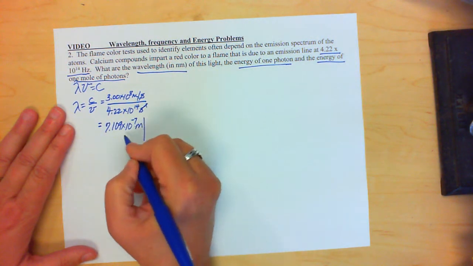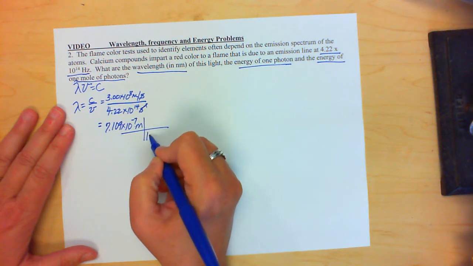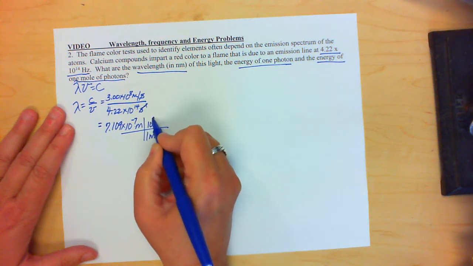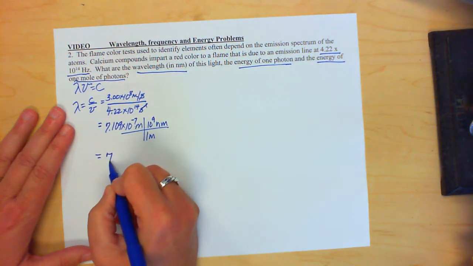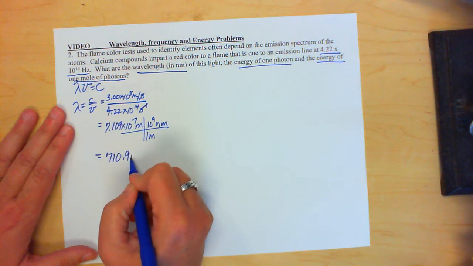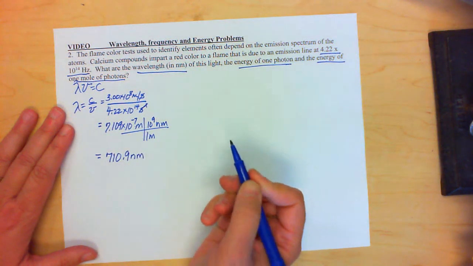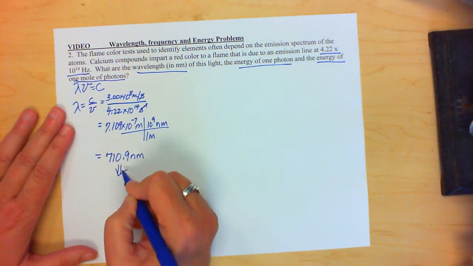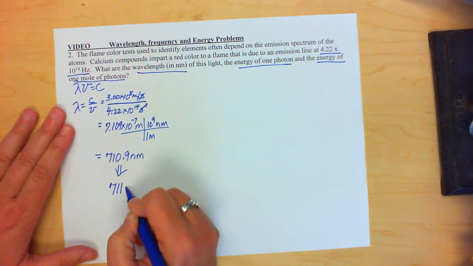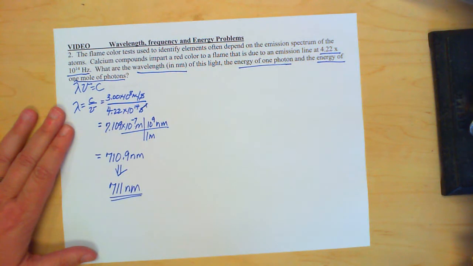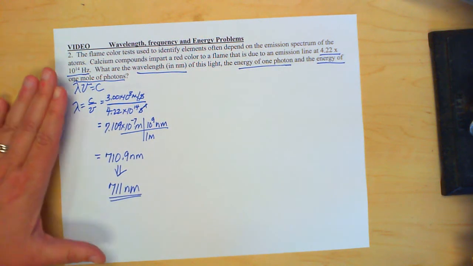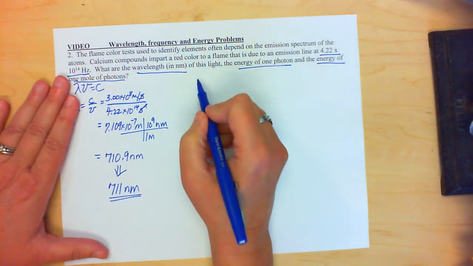Specifically, we're asked for it in nanometers, so 1 meter is 10 to the 9th nanometers. We run that number and we get 710.9 nanometers. We're working with 3 significant figures, so we'll go with 711 nanometers as the wavelength of light associated with this frequency.